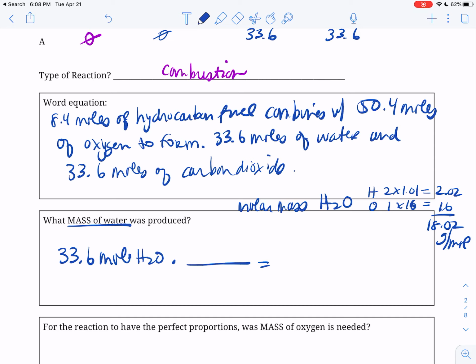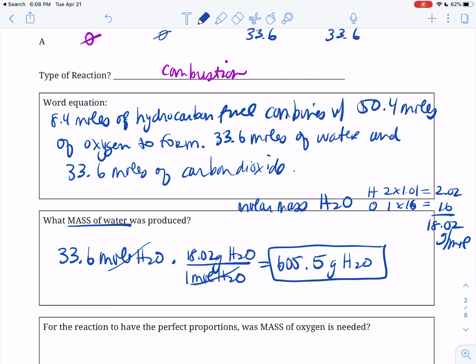Okay, so since I have moles of water here on the top, I want to put 1 mole of water at the bottom. Okay, it's always per 1 mole, right? And then 18.02 grams of water at the top. Cancel that out. Multiply. 605.5 grams of water.